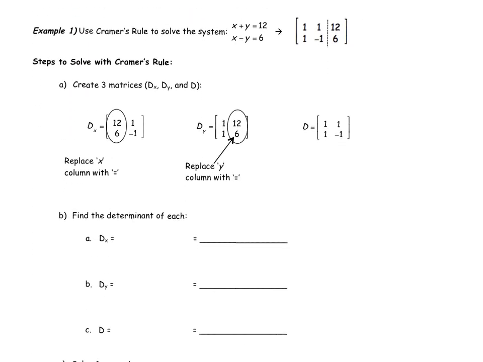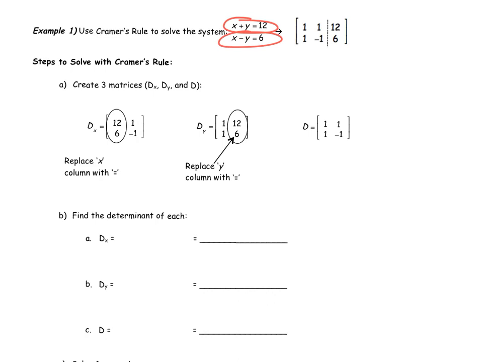So, first thing, to solve using Cramer's rule, we are going to set up our augmented matrix as we have been, okay? Again, we're taking all of the coefficients. I've got 1, 1, and 12, which is coming from here. And then the 1, -1, 6 is coming from here. I don't really think I need to go into that. You guys have had a lot of practice with that already.